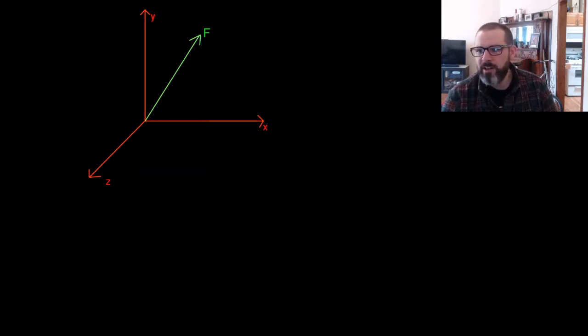So let's say that our force is now 20 kips. And if you've never dealt with a kip, it is a kilopound. So 1 kip equals 1,000 pounds. We're going to have an azimuth angle of 25 degrees.